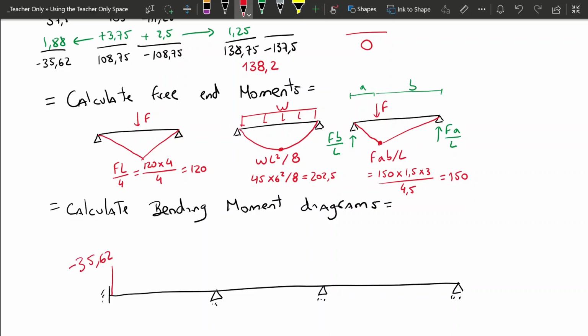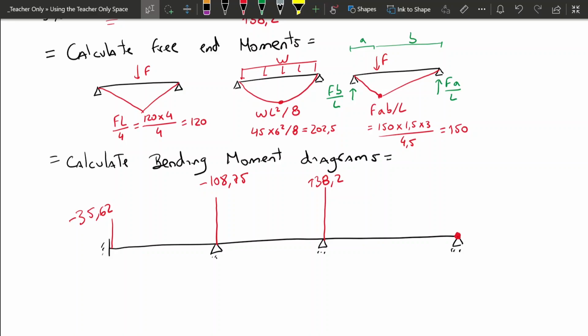Then we get 108.75, and because it's a right side, it goes to negative, so we have to change the sign in this case. And we can confirm with this that it's also going to be negative. So in this support here, we get minus 108.75. The next support is the same logic. Here is 138.2, and finally at D we know it's 0, as it has to be because it's a pin support. And now what we're going to do is take this shape, the free-ended shape, and place it on top of these moments that we have at the supports. If we draw a triangle on these values, we get something that looks like this.